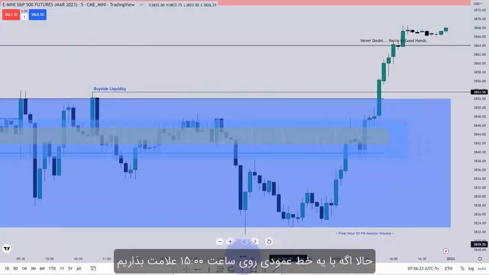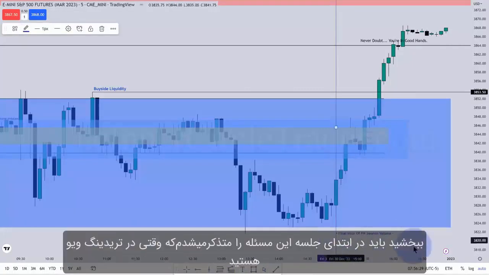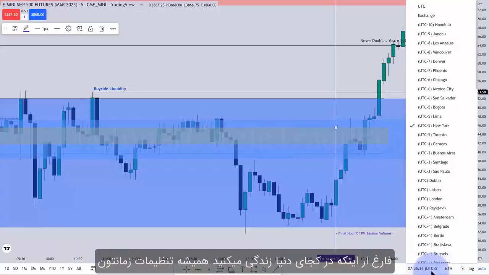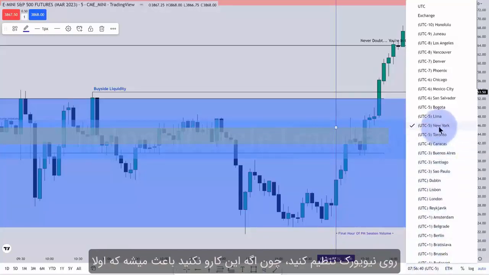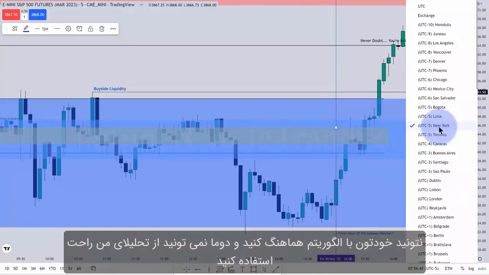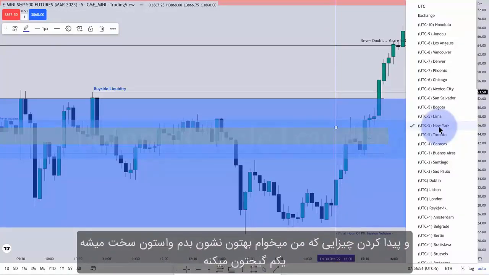So if we take our vertical line and annotate the 3 o'clock hour, which would be 1500. I apologize, I should have said this at the beginning, because if you're looking at TradingView, no matter where you are globally, you always have the time settings on TradingView set to New York. If you don't do that, number one, you will not be in alignment with the algorithm, and you will not be in alignment with my analysis. You'll be hard pressed to find the things I'm showing you in the chart.